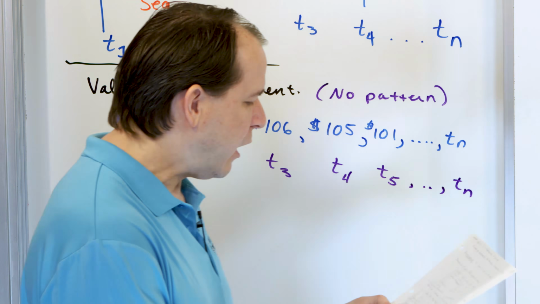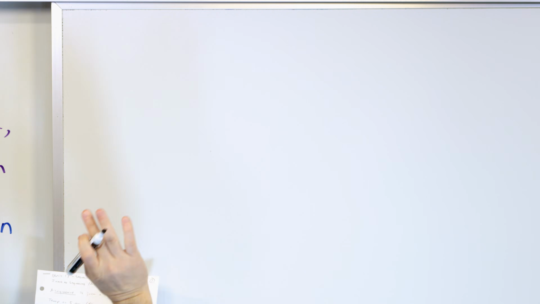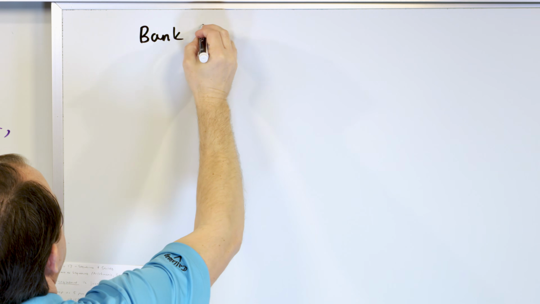And so that's going to be our first, what we're going to end up calling arithmetic sequence. All right? So let's talk about some bank account. Not an investment, just some bank account. Bank balance.